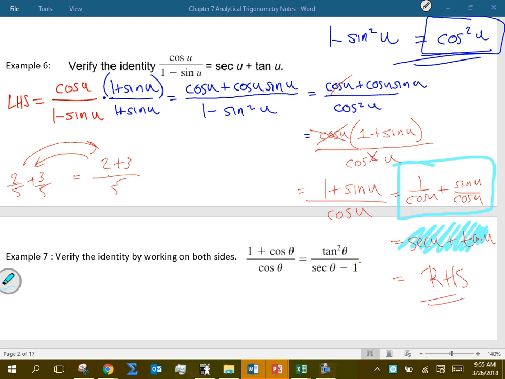Okay. So now that's not the only approach. Maybe tomorrow we'll start off with the right-hand side and see if that comes out to the left-hand side. The next example, I think we're probably looking at that. Maybe we have to work on both sides. I'm not sure. Okay. It does say work on both sides.